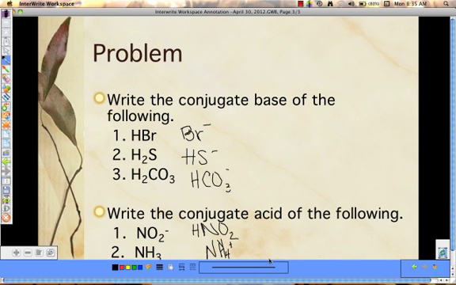OH negative. So OH negative, what do we add to it? We add a proton and we get H2O.